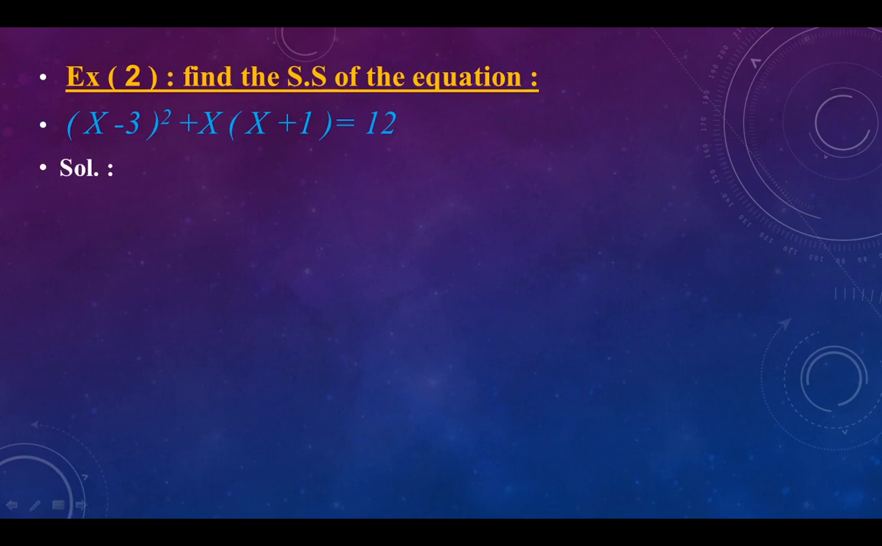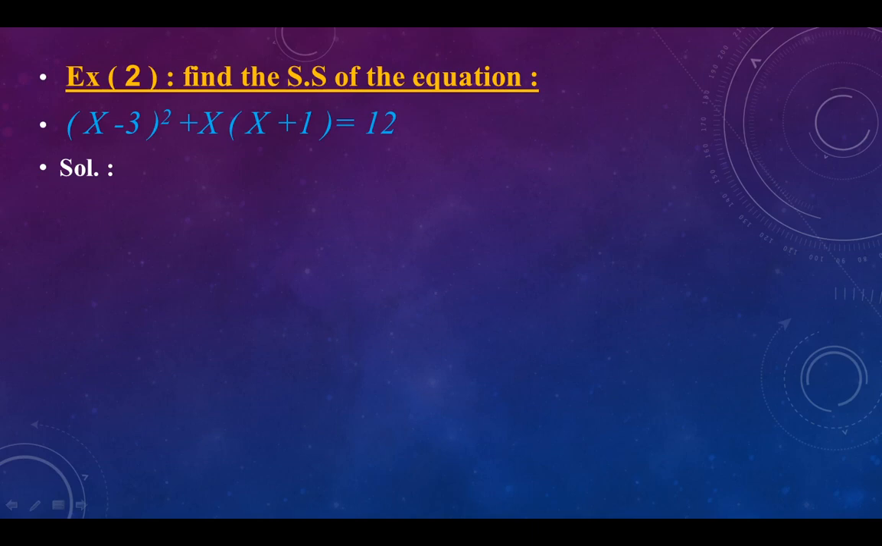Okay, let's revise together. How can we expand the bracket (x minus 3) all power of 2? X times x equals x power of 2. Negative 3 times negative 3 equals 9. And first times second times 2: x times negative 3 equals negative 3x, times 2 equals negative 6x.